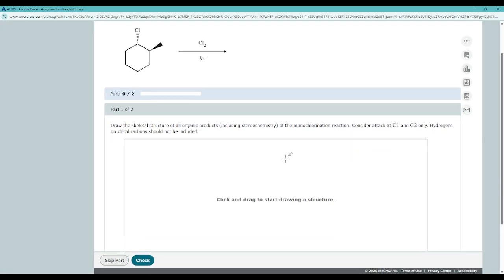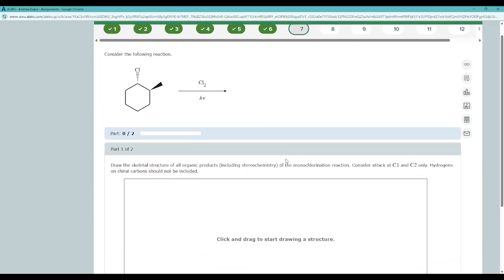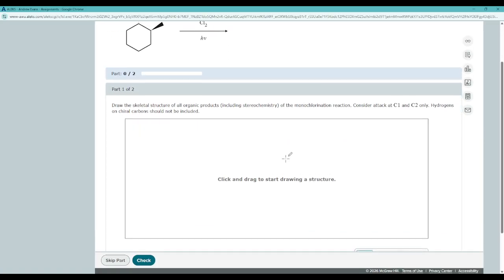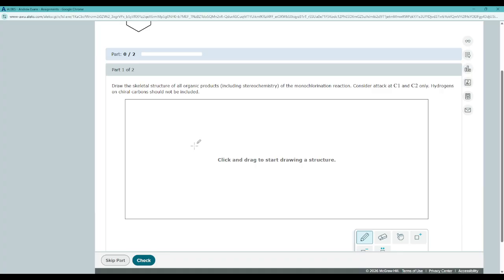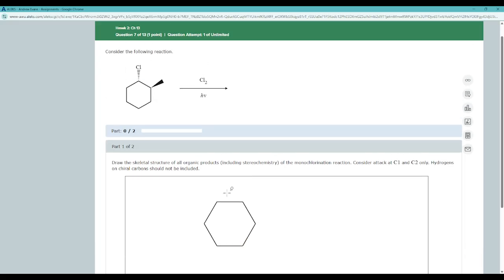Looking at this, draw the structures of all organic products, including the stereochemistry, of the monochlorination. Consider only attacks at C1 and C2 only. Hydrogens and the chiral carbons should not be included. So we don't want to include those, so let's draw my structure.